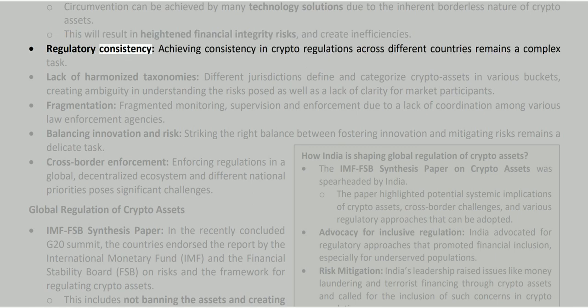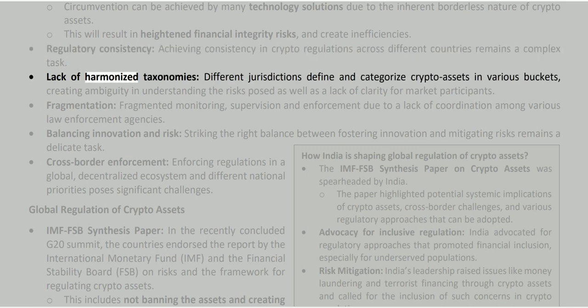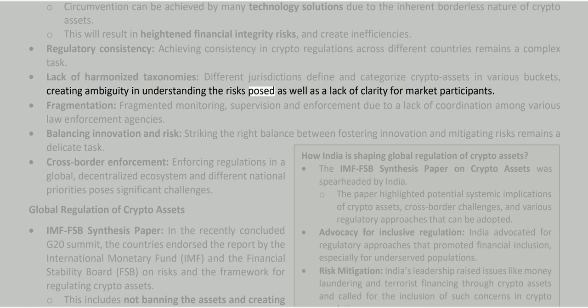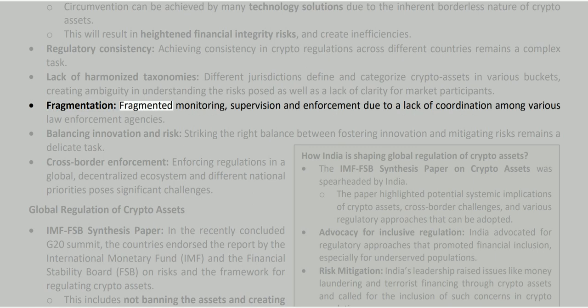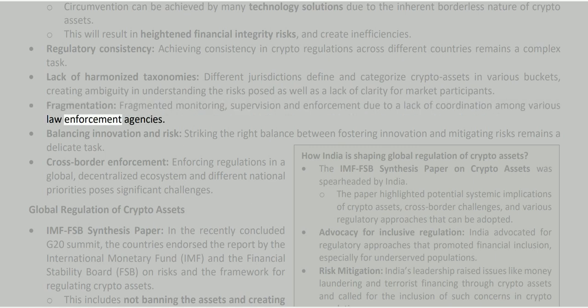Regulatory consistency: Achieving consistency in crypto regulations across different countries remains a complex task. Lack of harmonized taxonomies: Different jurisdictions define and categorize crypto assets in various buckets, creating ambiguity in understanding the risks posed as well as a lack of clarity for market participants. Fragmentation: Fragmented monitoring, supervision and enforcement due to a lack of coordination among various law enforcement agencies.